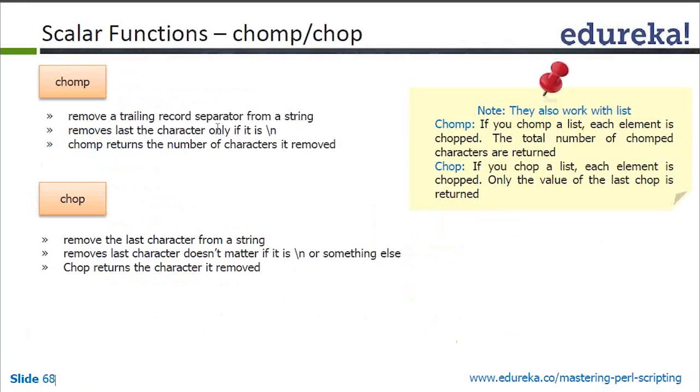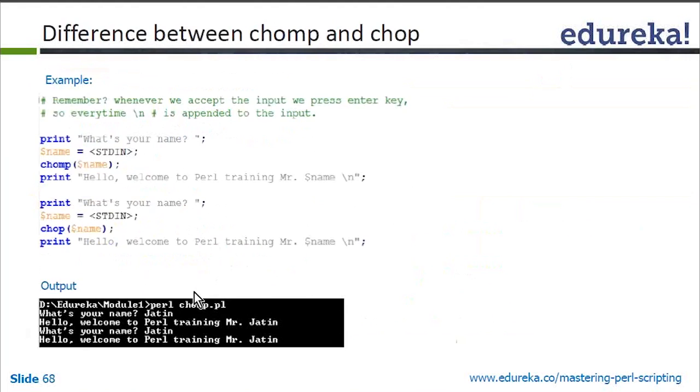Chomp removes the trailing record separator from a string: it removes the last character only if it is \n. So only \n is removed in chomp. But chop removes the last character regardless. This is the difference, so you should know where you want to use chop and where you want to use chomp. Chomp will remove the last character only if it's \n, and it will only give you the string. Chomp returns the number of characters it removed, say 5 characters, but chop will remove the last character. So we'll go to the next slide.